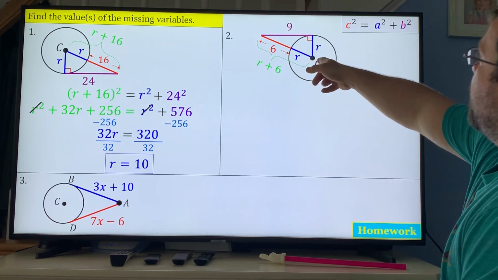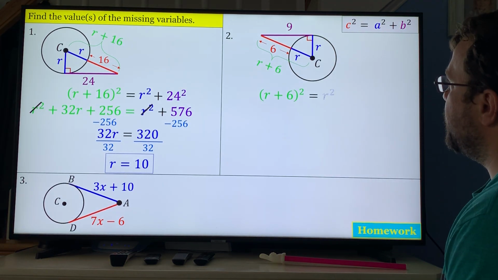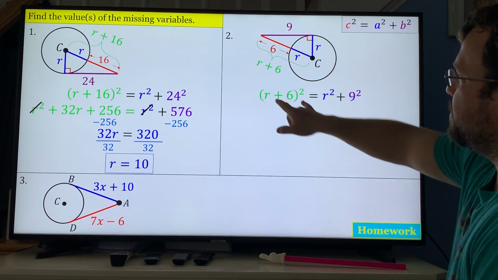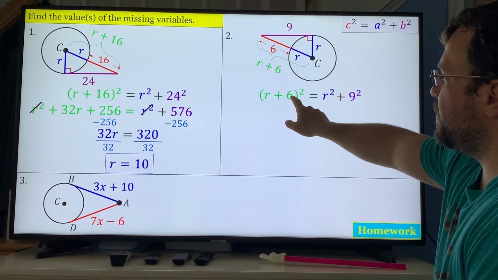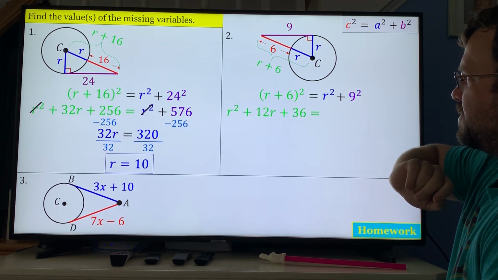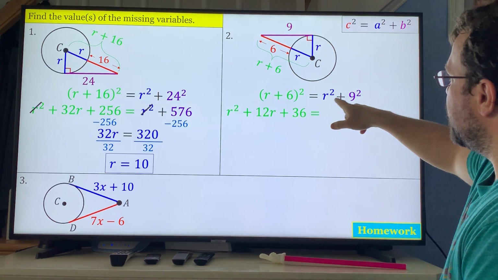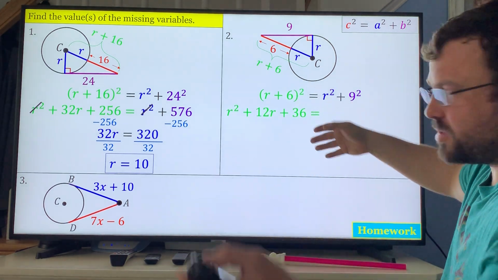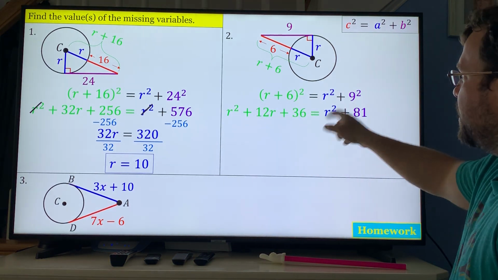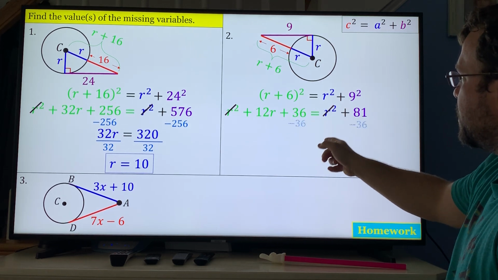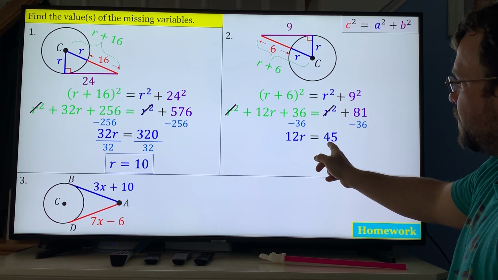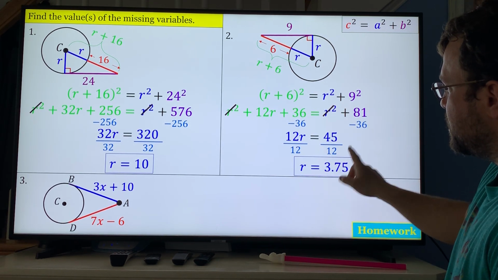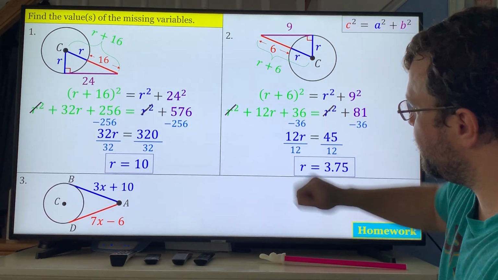Very good. R plus 6 squared equals r squared plus 9 squared. R squared plus 12r plus 36. There you go. See, little trick. Or you can just expand it: r plus 6 times r plus 6. Equals r squared plus 81. Cancel out the r squareds. Subtract the 36. You get 12r is 45. Divide by 12. R is 3.75.